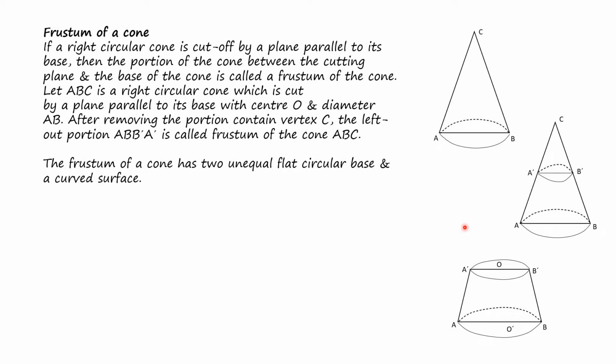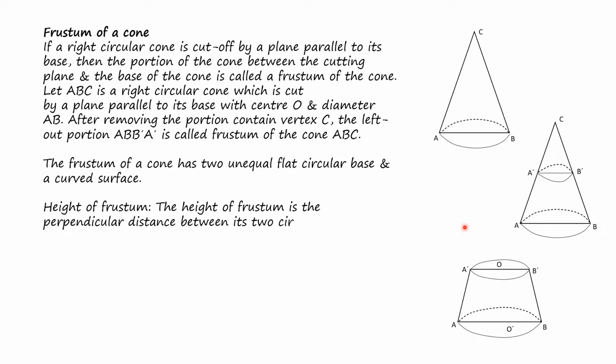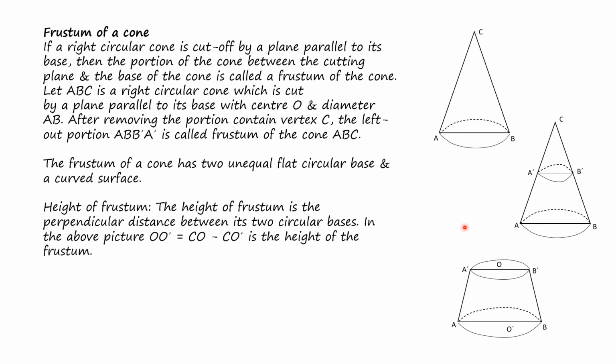The frustum of a cone has two unequal flat circular bases and a curved surface area. Height of the frustum: the height of the frustum is the perpendicular distance between the two circular bases. In the picture, OO dash is the height of the frustum. This is the distance between these two. The perpendicular distance between these two circular bases is called the height of the frustum.